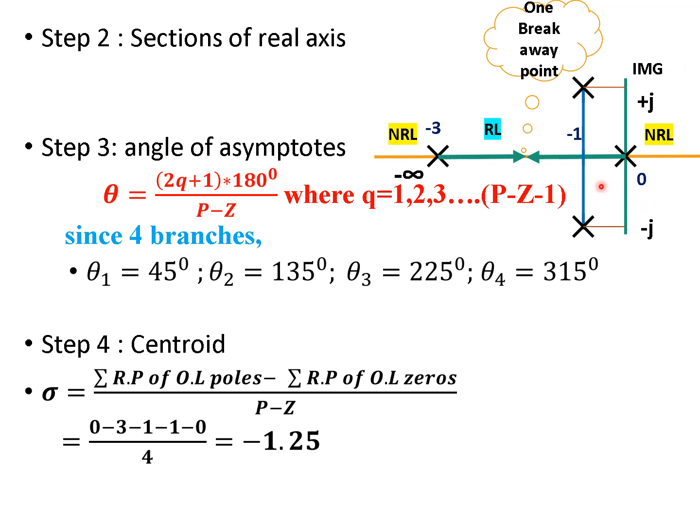the imaginary axis, and in the given system there are 3 poles in total: one pole at 0, another pole at minus 3, and there is one conjugate pair which has two roots, that is minus 1 plus j and minus 1 minus j.